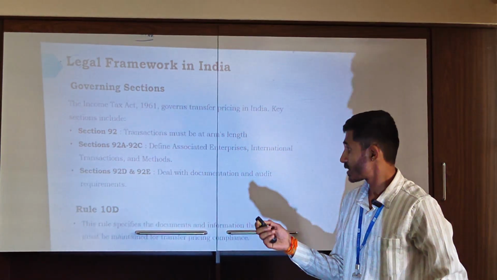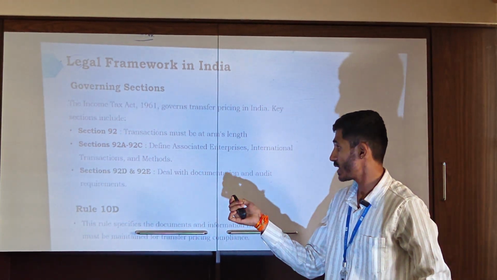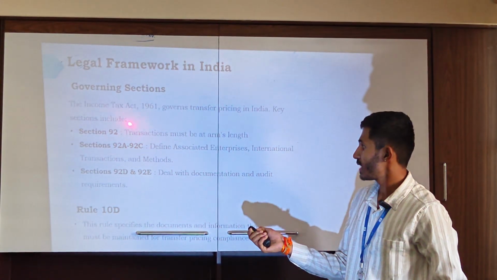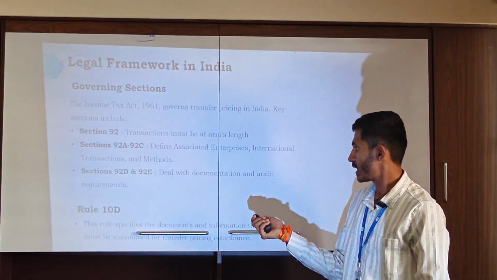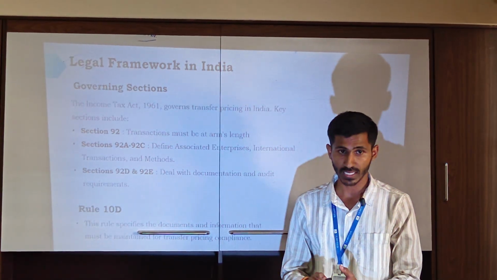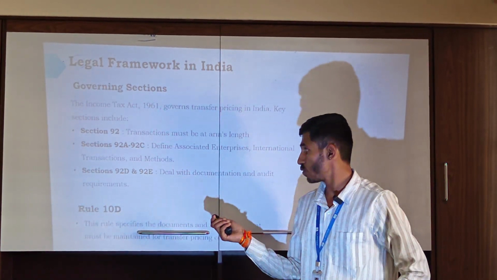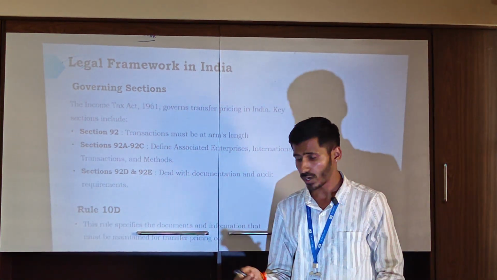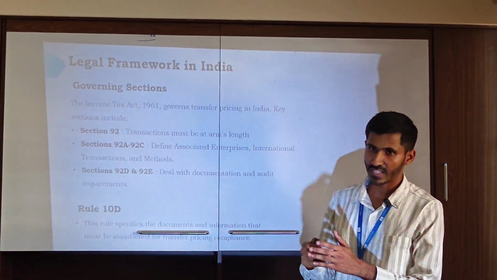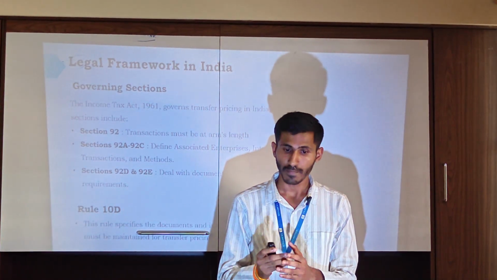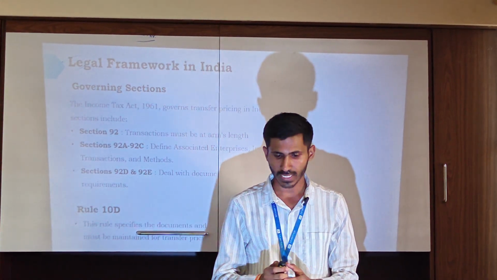What are the governing sections? Section 92: the transaction must bear arm's length price, as we discussed in the previous slide. Sections 92A to 92C define what an associated enterprise is, what international transactions are, and the methods. Sections 92D to 92E deal with documentation and audit requirements. Rule 10D specifies that certain information and documentation must be kept for transfer pricing compliance.